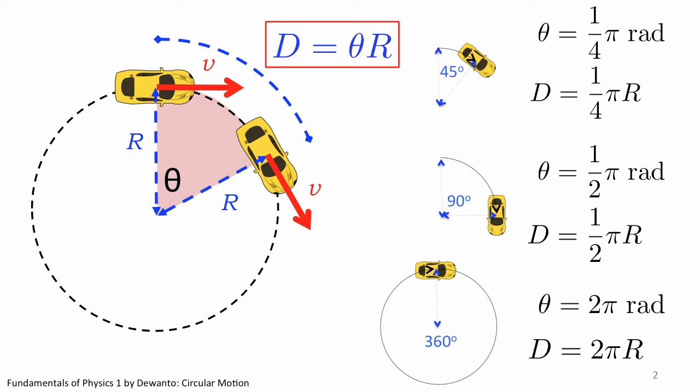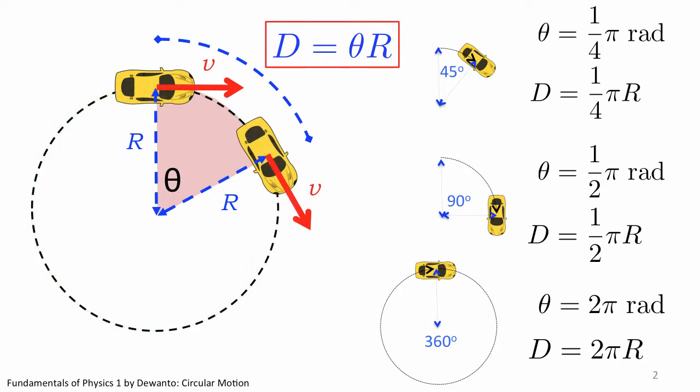Okay, a couple of things to note. First, after 2 pi radian, the car is back to its initial position. The car is back to its initial position again after 4 pi radian, 6 pi radian, and so on. Circular motion is a periodic motion.